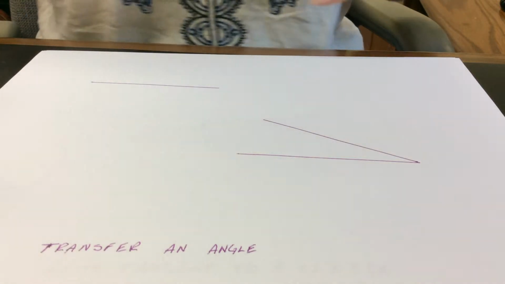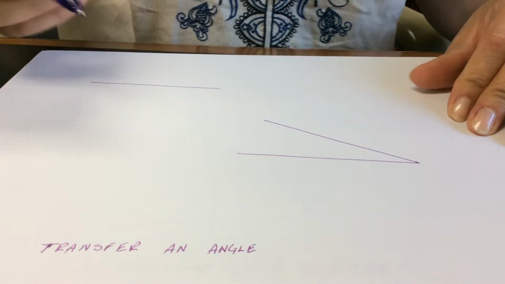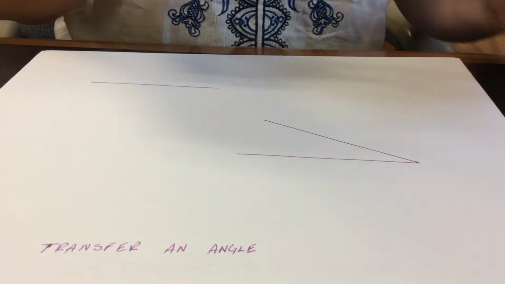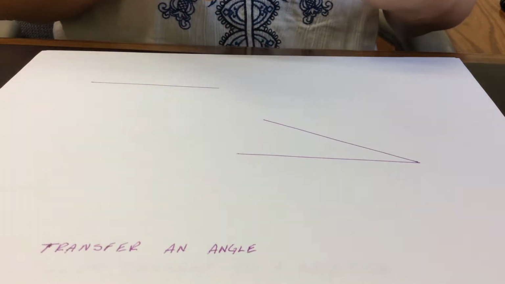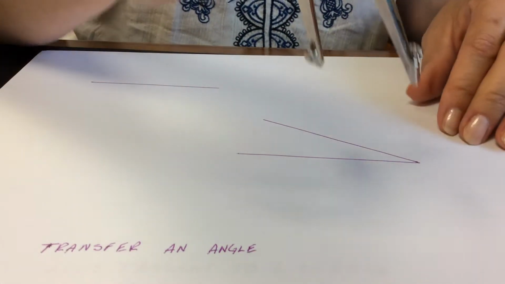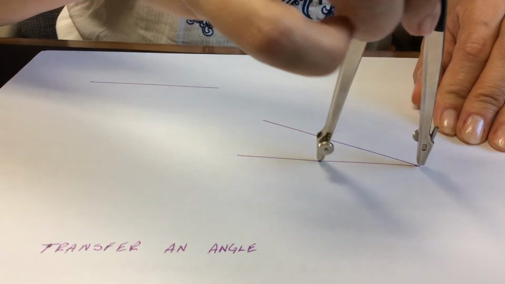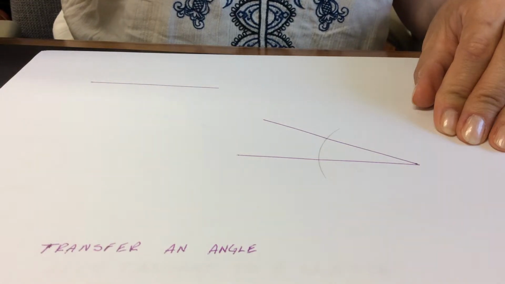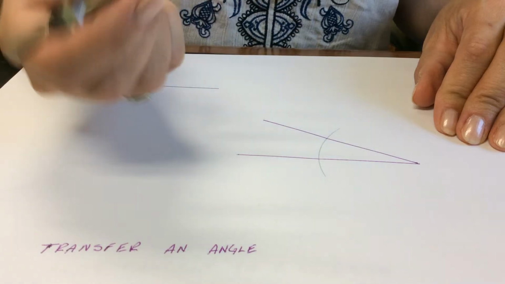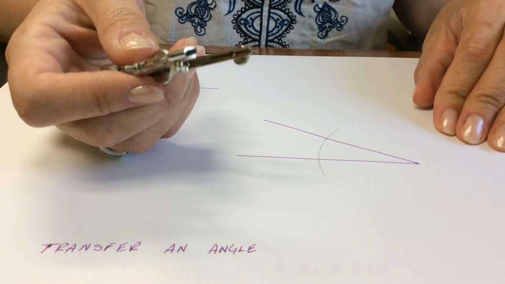Okay, so now, sometimes we need to transfer an angle. So I've got this angle drawn here, and let's say I need this same angle drawn from this other line down here. What we do is we take our compass and we start with the angle that we need to transfer, and we draw an arc. Now, I'm going to measure the distance between the two intersection points. I've got an intersection point here and an intersection point there. And I'm going to measure that with a compass.